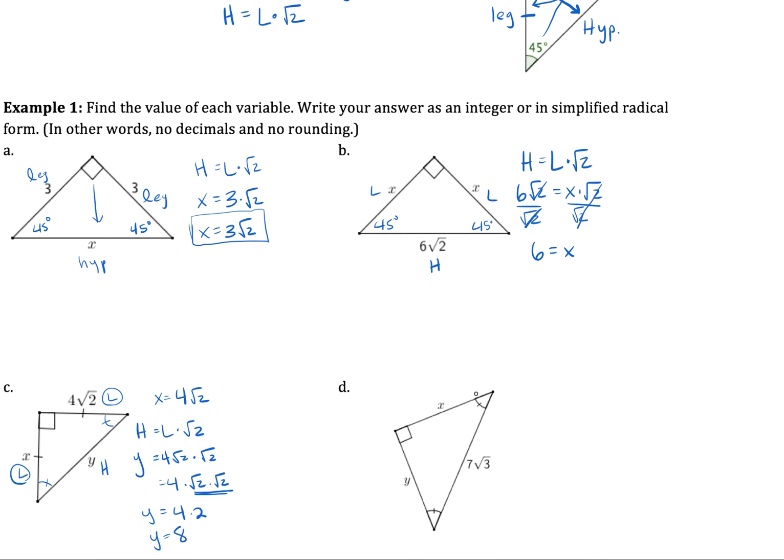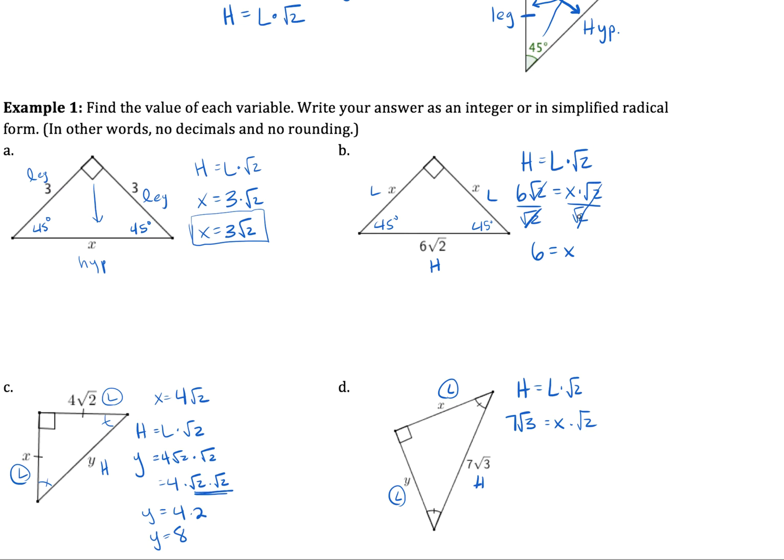And finally, in example D here, our 45, 45, 90 triangle has a hypotenuse of 7 root 3, and it has a leg here of x and another leg of y. So we might be recognizing right away that the x and the y will be the same. Whenever I find one of them, I know that the other one is that same value. I can set up my equation of h equals L times the square root of 2. I can fill in 7 root 3 for my hypotenuse, and I'll go ahead and put an x in for my leg, and then once I find x, I know that that's going to be y as well. So x times the square root of 2 is the right side of this equation.